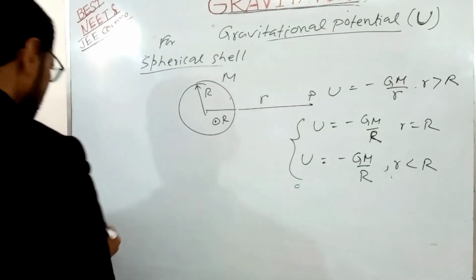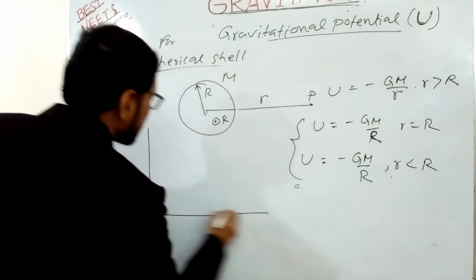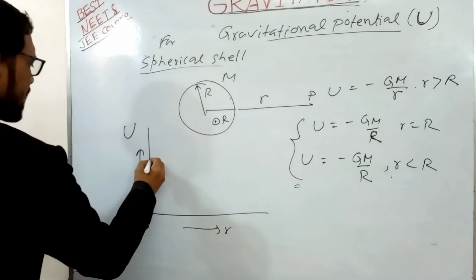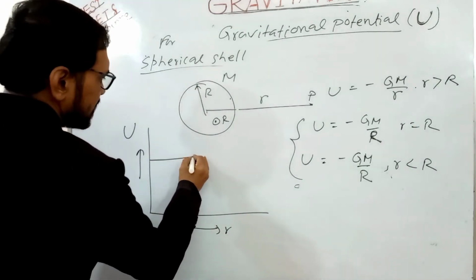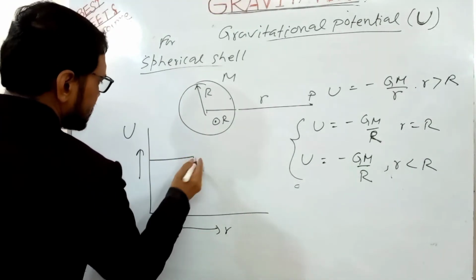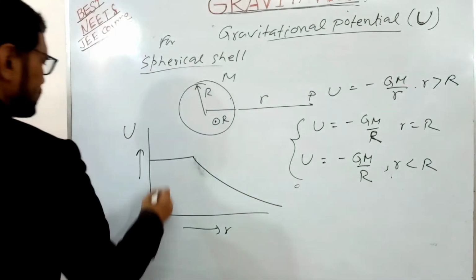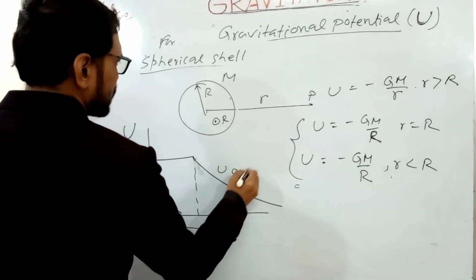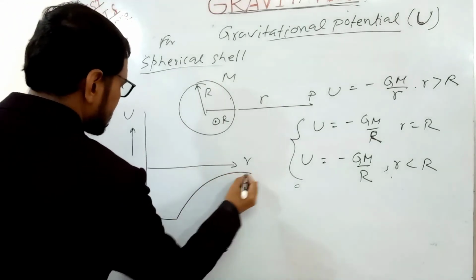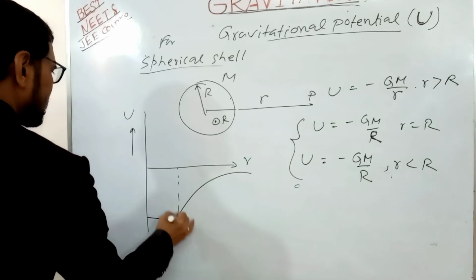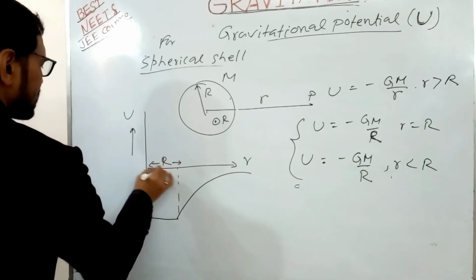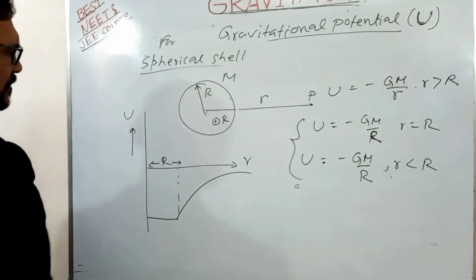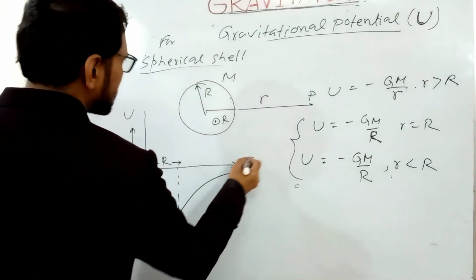So the graph will be this way. If we plot gravitational potential versus r for a spherical shell, the graph will be constant up to R, and then varies, with U proportional to 1 by r outside, this way. So the graph of the gravitational potential versus r of a spherical shell will be this.